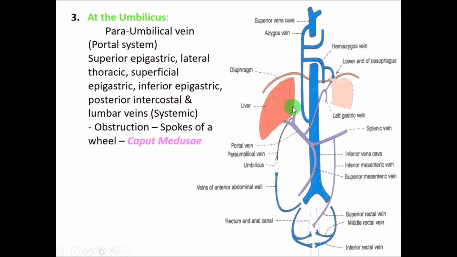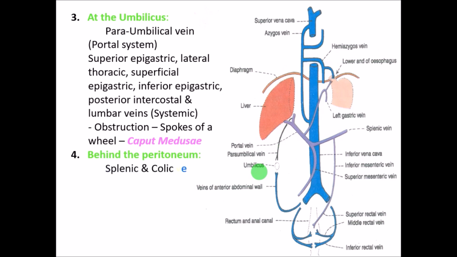Obstruction and increased pressure within the portal vein lead to a spokes-of-wheel-like condition called caput medusae. Later we'll see the picture, where it looks like the spokes of a wheel, because the blood starts trying to pass from the paraumbilical vein into the systemic veins. Okay, so it leads to a condition called caput medusae. The fourth is behind the peritoneum.